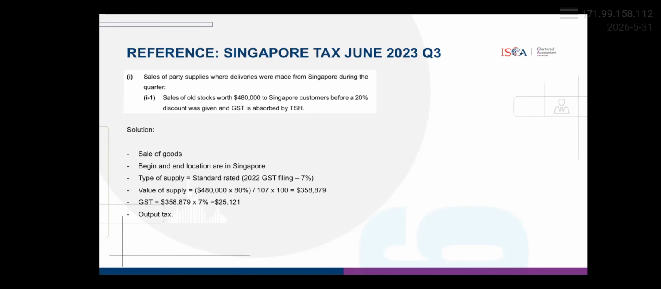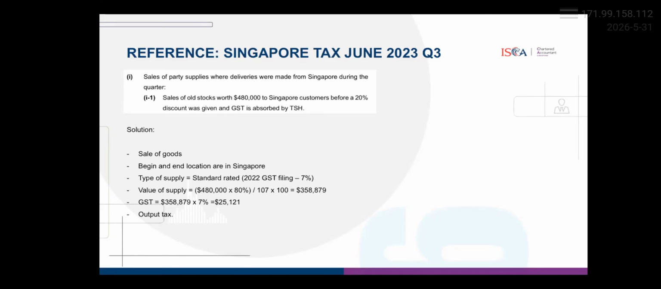Now, this is obviously a sale of goods. And because it's a sale of goods, remember what we have shared just now, we look at the beginning location and the ending location of the goods. In this example, the beginning and ending location are in Singapore. And therefore, the type of supply is a standard rated supply.